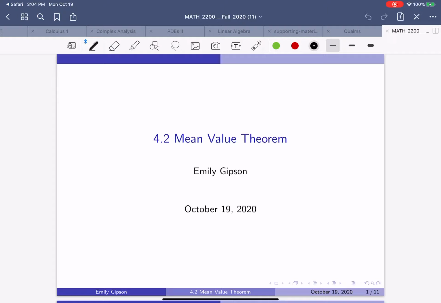Good afternoon. Today we're going to be talking about section 4.2, the mean value theorem. And this is a very theory-heavy lecture. There's not a whole lot of applications to this that I can show you, no real-world problems like we saw in section 3.11. So you're just going to have to bear with me.